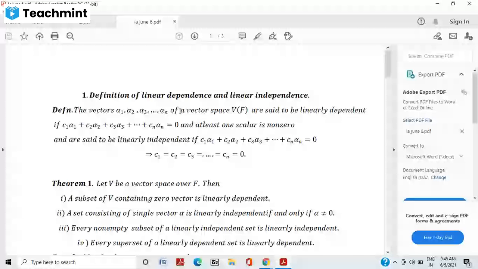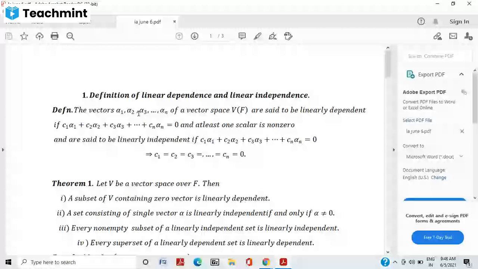And otherwise it is said to be linearly independent. Only one change: all these Ci should be 0. If all Ci's are 0, then it is said to be linearly independent. And if at least one Ci is non-zero, we can say that it is linearly dependent. Got the idea? We have to do problems also based on that.